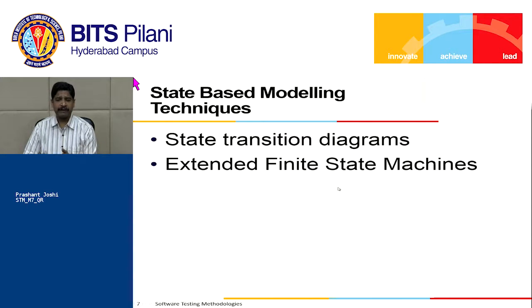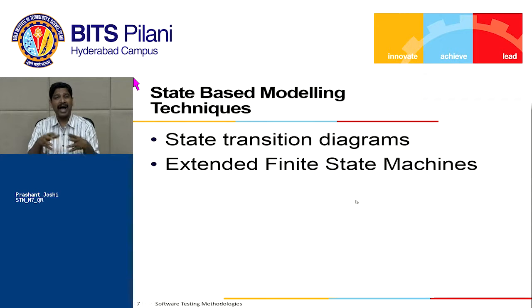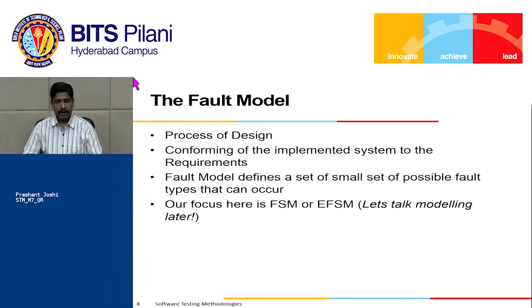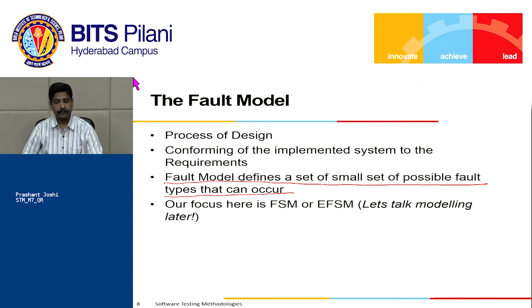So then we also look at the extended finite state machine, where the state machine allows us to add more information in terms of condition and action. Along with such a model of how things work, we also need to consider the fault model. The fault model will define a small set of possible fault types that can occur. And let's focus on FSM or EFSM to begin with.